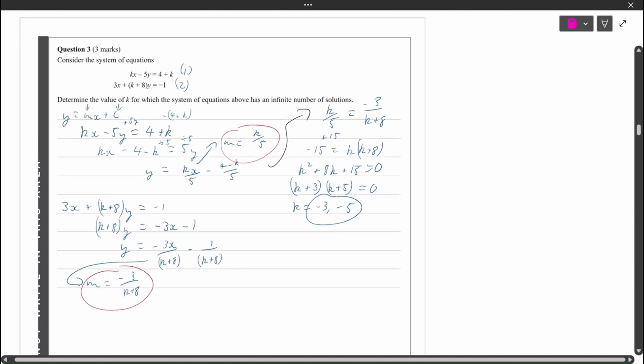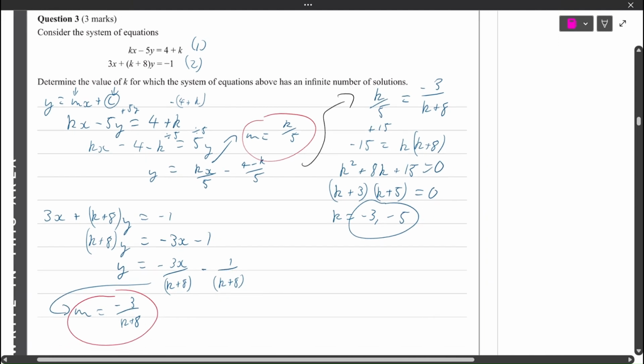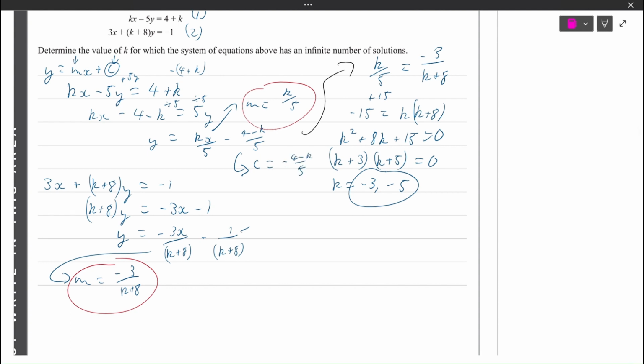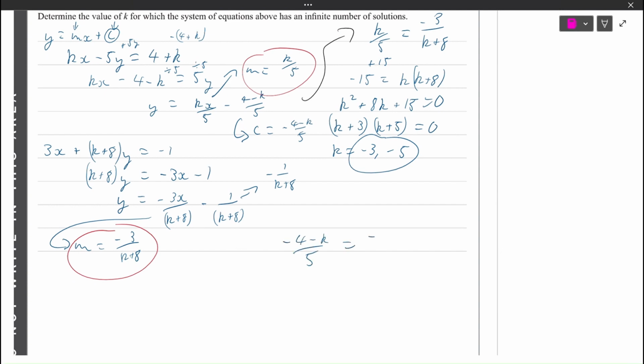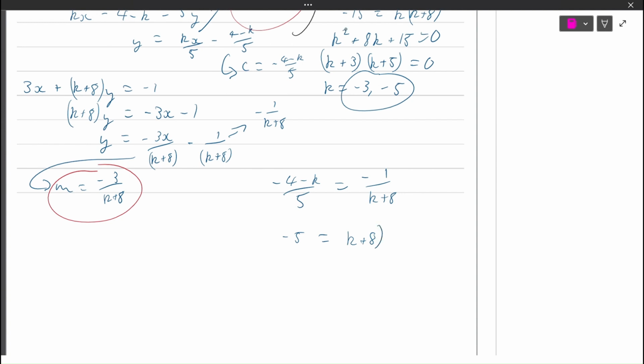So now we have to find the c value. The c value of this one, as you can see, is -4 minus k on 5, and this one is -1 on k plus 8. So we'll do it here, so -4 minus k on 5 has to equal -1 on k plus 8. Again, we can cross multiply, so 5 times -1 is -5, equals k plus 8 times -4 minus k.